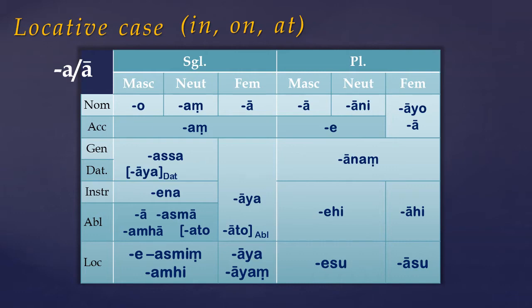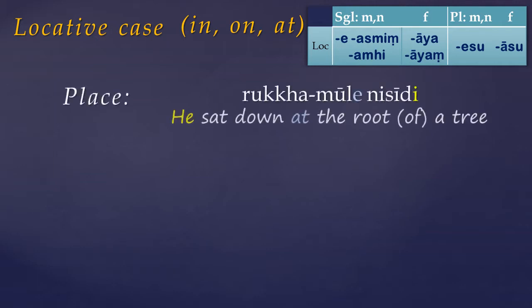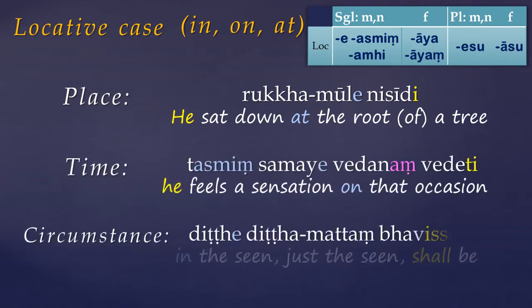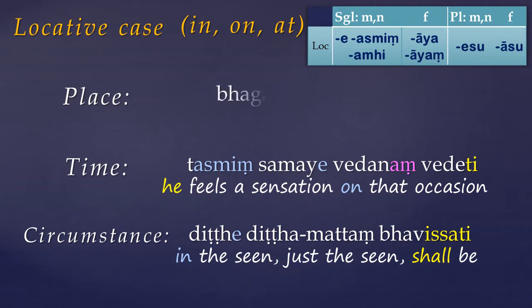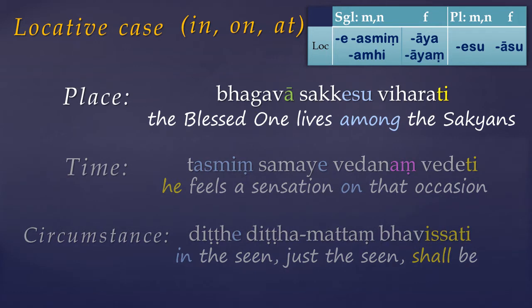So, let's now look at how the locative noun is used. You probably won't be surprised to find that the locative noun indicates location, either the place, time, or circumstance in which an action takes place. And in the plural, the locative noun can overlap a bit with the partitive genitive, when it has the sense of among, as in the Blessed One lives among the Sakyans.